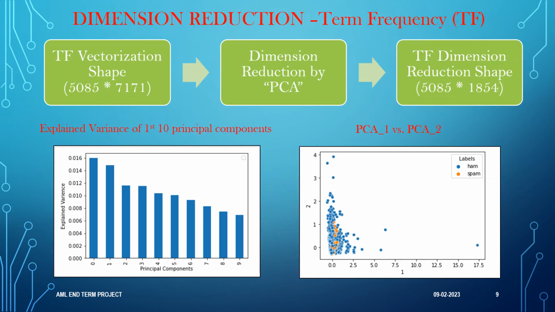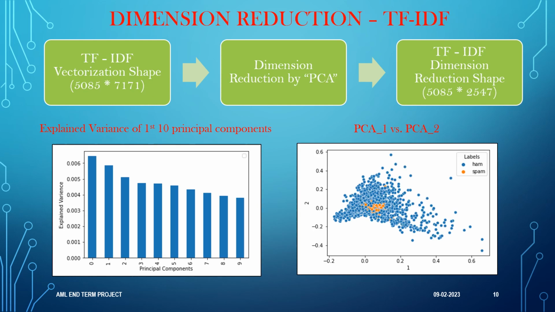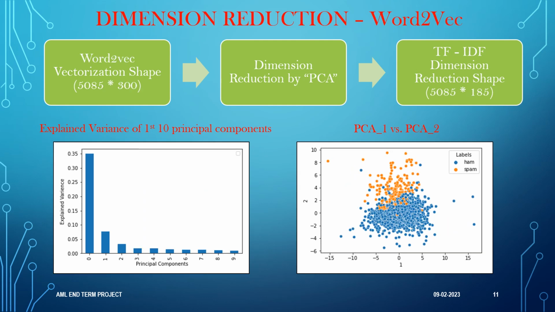After vectorization, we have performed a dimensionality reduction step with the help of PCA. We were able to reduce the size of the resultant matrices, and we have also visualized the first two PCA components with colored labels. The same step is repeated for the TF-IDF matrix and the word-to-vec matrix.